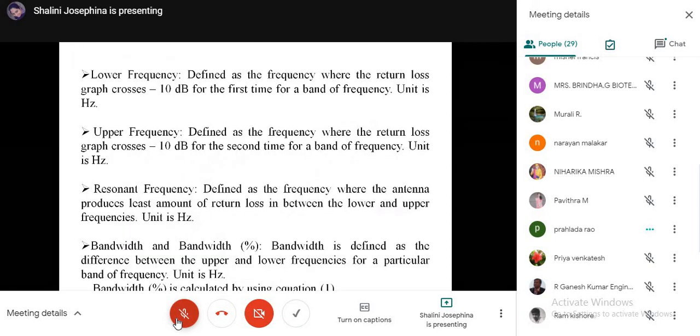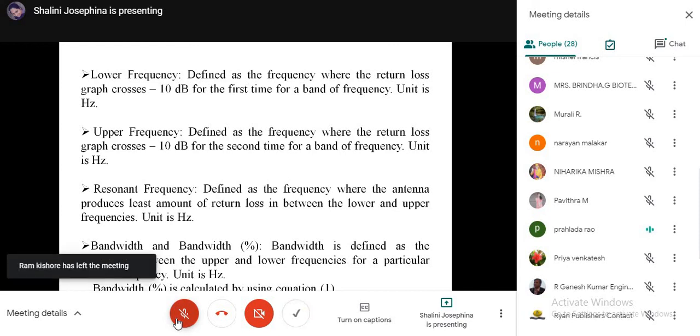Next, bandwidth is defined as the difference between the upper and lower frequencies for a particular band of frequencies. Bandwidth in percentage is calculated using the following equation 1: bandwidth upon resonant frequency into 100%. Bandwidth you get by subtracting the lower frequency from the upper frequency. Resonant frequency you can get from the graph. So you can get the value of your bandwidth in percentage.